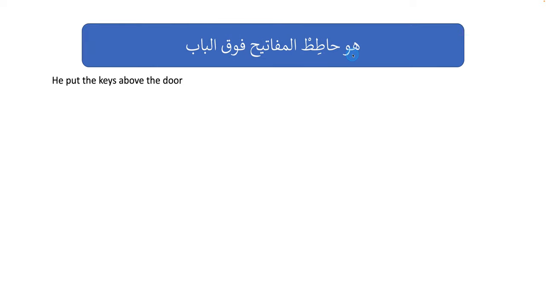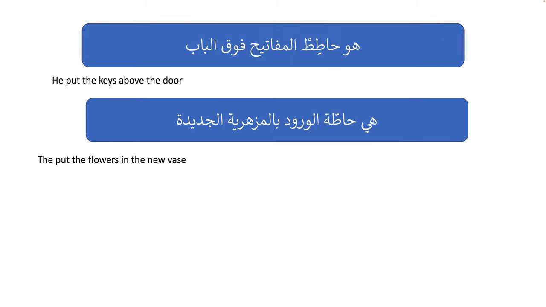Another example, هو حاطت المفاتيح فوق الباب. هو حاطت, he put, المفاتيح, the keys, فوق, above, الباب, the door. So he put the keys above the door. And حاطت, that's the active participle. You can certainly use a verb if you want to.